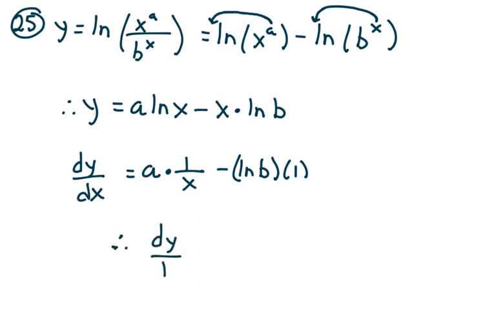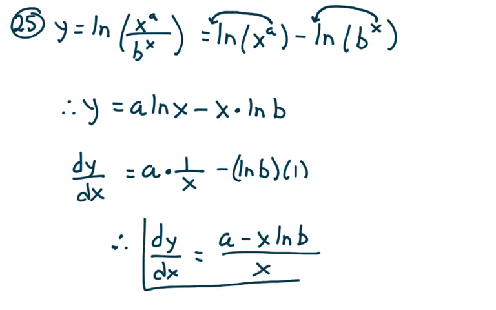And so therefore, dy dx, if I get a common denominator, I'll get a minus x times natural log of b divided by x. And that's what it would look like if you get a common denominator. That's 25.